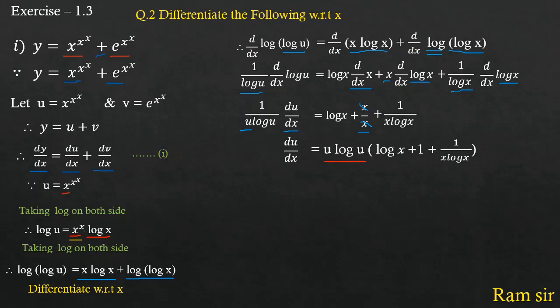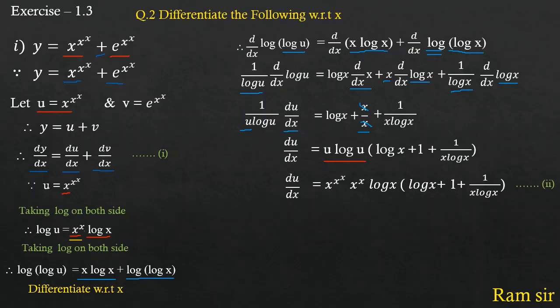So u का value we have here x raised to x, and log u का value we have here. So we are updating the values of u and log u. So we get the answer in the next step: du by dx is equal to x raised to x raised to x, which is the value of u, into x raised to x, which is the value of log u, multiplied by log x plus 1 upon x log x, which is the answer for du by dx. So we'll mark it as equation number 2.